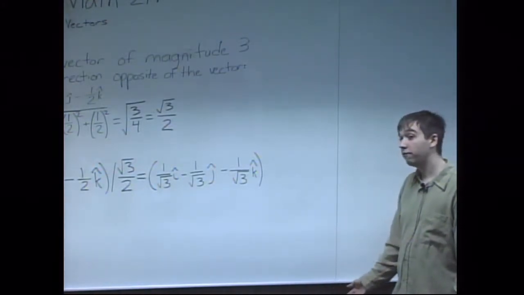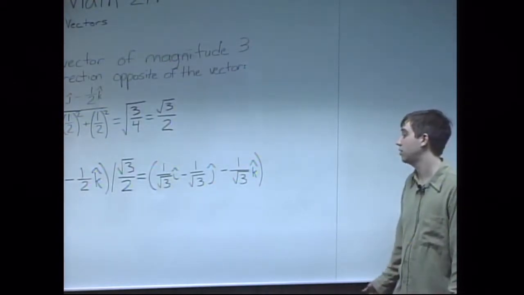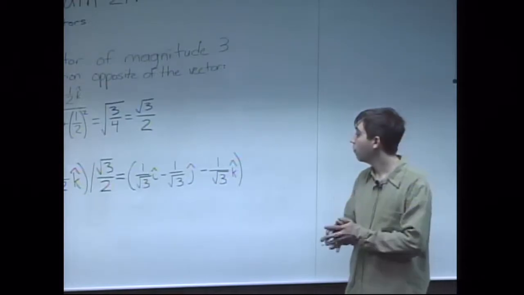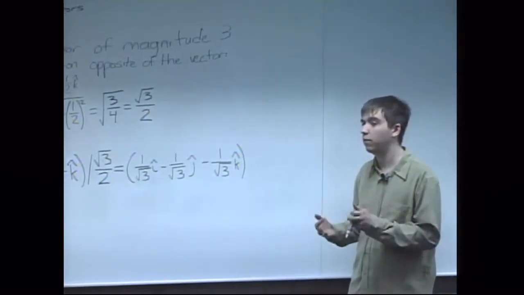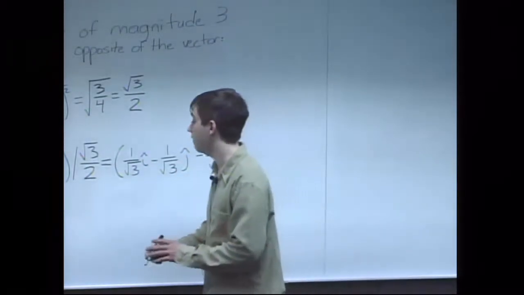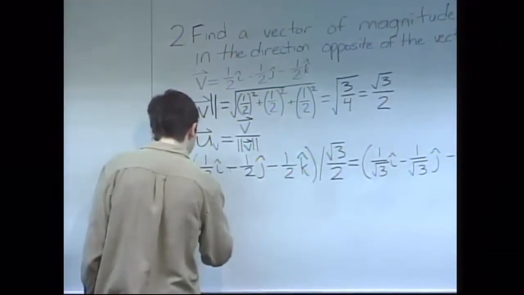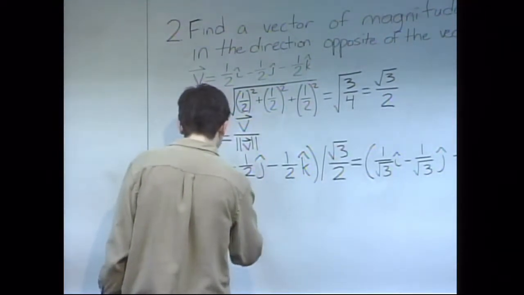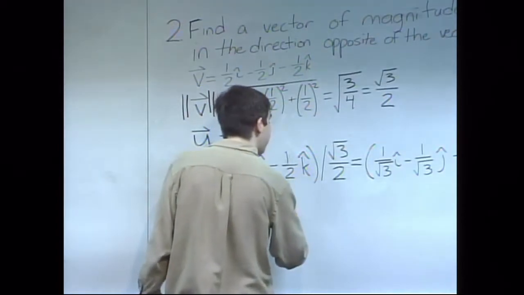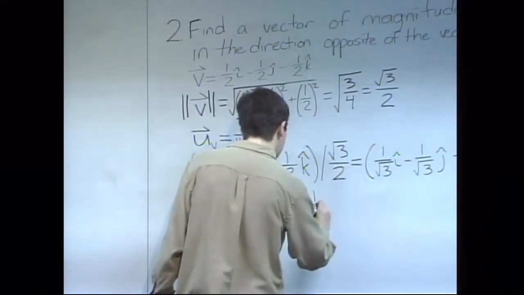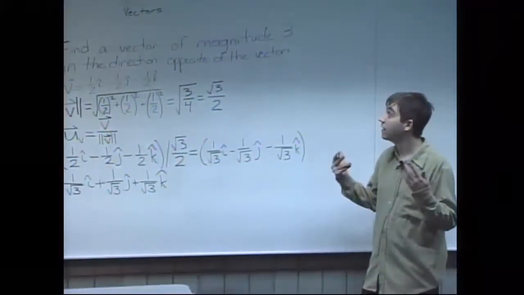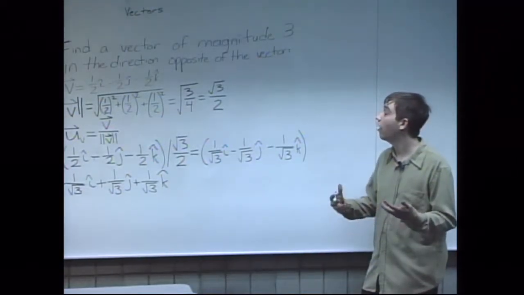You can express it as square root of 3 over 3 i hat minus square root of 3 over 3 j hat, to simplify a little bit, but for now I'm just going to leave it like that. Since we don't want a vector in the direction of v, we want a vector in the direction opposite of v, we're going to take this vector and negate it. So just take negative u. Now that I've negated every single one of the terms, we have a unit vector that is in the opposite direction of our original vector.